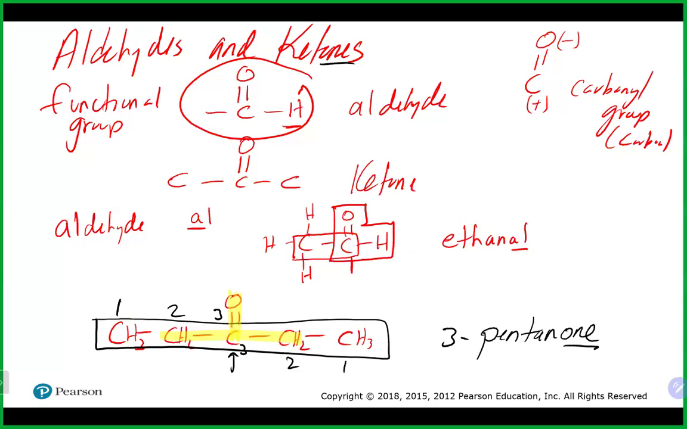Questions on any of that? Now, because they also have the carbonyl group, it does make aldehydes and ketones relatively soluble in water, the smaller ones, less than 5 carbons, because water can hydrogen bond between the hydrogen, for example, and the oxygen in this case, and it will make it soluble.